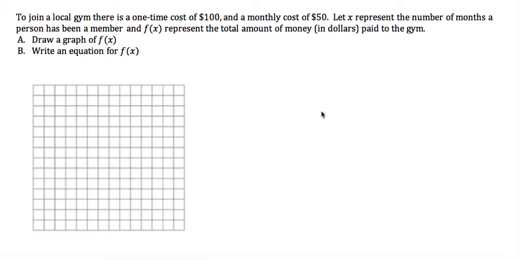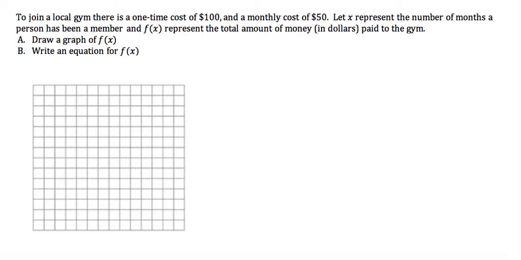To join a local gym, there is a one-time cost of $100 and a monthly cost of $50. Let x represent the number of months a person has been a member, and f of x represent the total amount of money in dollars paid to the gym. Draw the graph of f of x.